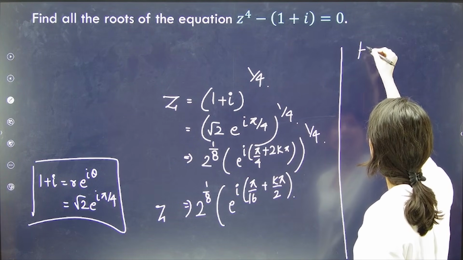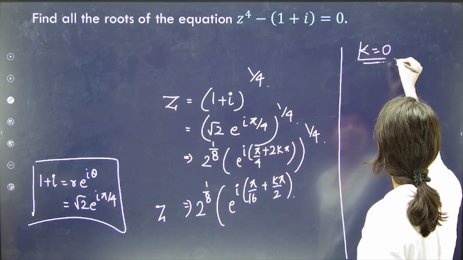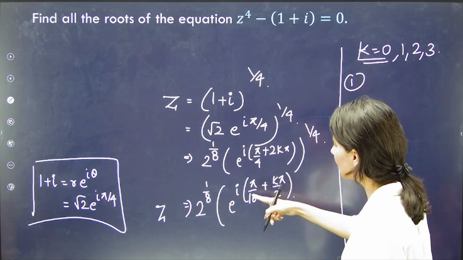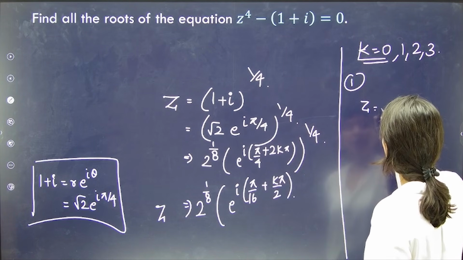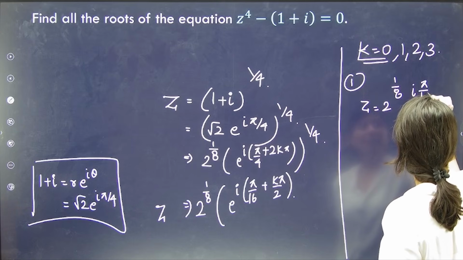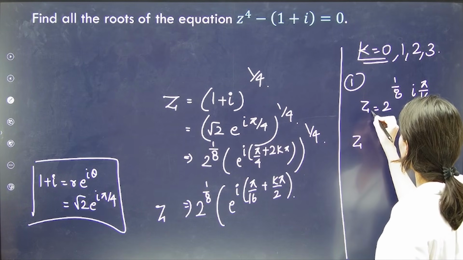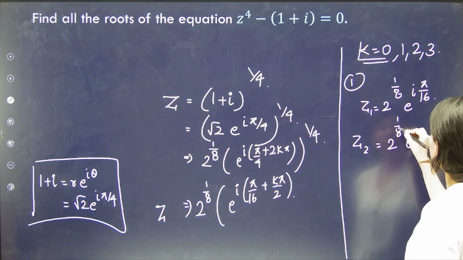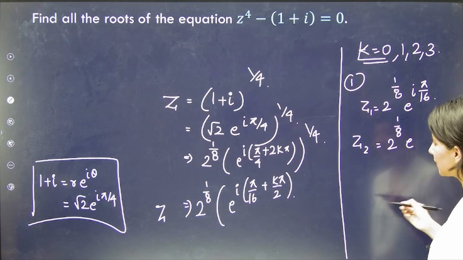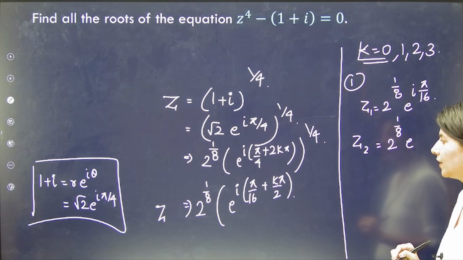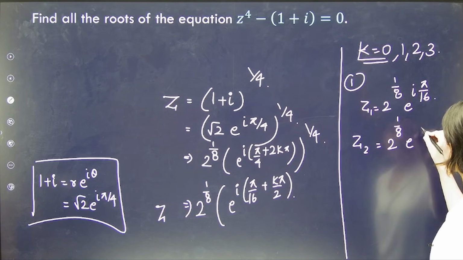So k equals 0, 1, 2, 3. That's it. First, k equals 0. So z will be 2 raised to power 1 by 8, e raised to power iota pi by 16. One solution, Z1. Z2 will be 2 raised to power 1 by 8, e raised to power iota, so k is 1, pi by 2 plus pi by 16, so 9 pi by 16.